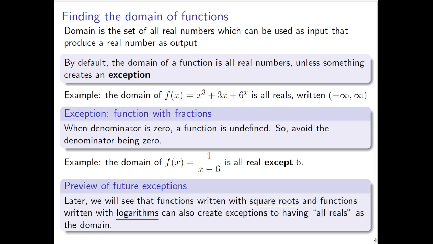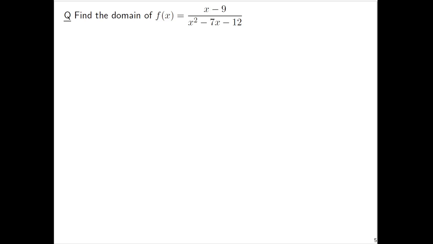Now, there will be some later exceptions created by square roots and by logarithms, but let's not worry about those yet. Let's look at a slightly bigger example. Find the domain of f of x equals x minus 9 all over x squared minus 7x minus 12. So we need to avoid the denominator equaling 0. I think it's super important, based on what we're going to do very soon, to get the word avoid written here. So we're going to solve this equation and then say whatever x values we get, oh, not those.